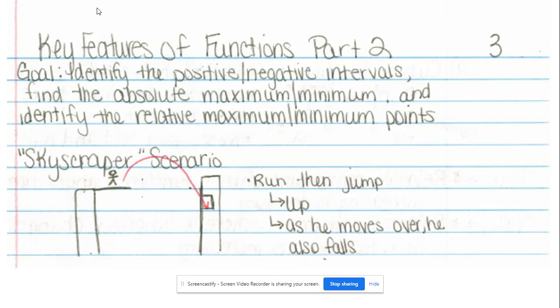So here's what my little picture looks like. So clearly I'm not an art teacher. So here's the rock jumping from the crane to the other building. So I just wrote down that he ran and then he jumped. But when you jump, obviously you jump up first. And then as he moves over, he also falls. So my red line here is him jumping, and then gravity is going to pull him down.